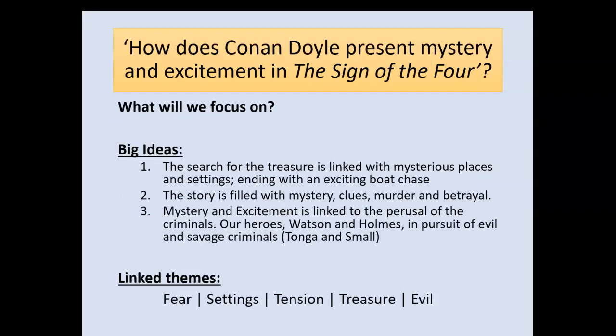So when we're thinking about this question, how does Conan Doyle present mystery and excitement in The Sign of the Four, we have to remember that there are some themes that are linked. You can see them at the bottom here. So no theme exists on its own in a novel like The Sign of the Four. So when we're thinking about mystery and excitement, that's inextricably linked to some of the settings and some of the characters, particularly Small and Tonga, which are linked to ideas about evil and fear.